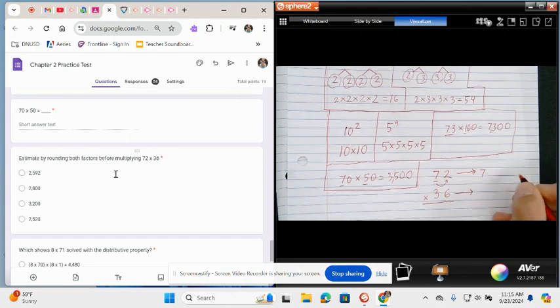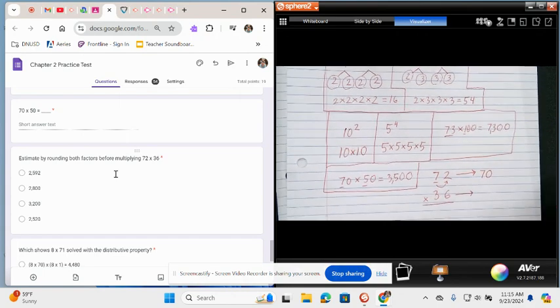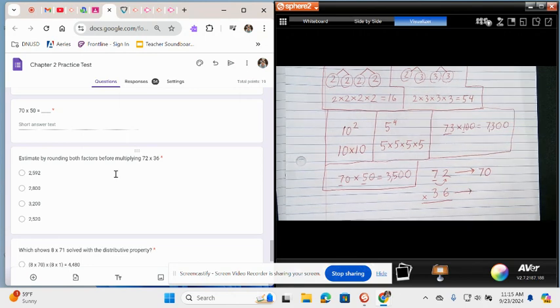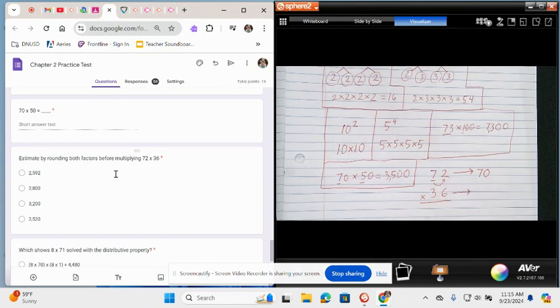The 7 stays the same, and everything to the right, like the 2, becomes a 0. Another way of thinking of that is, since 72 is closer to 70 than it is to 80, it rounds down to 70. Now here the 3 is asking for a raise.